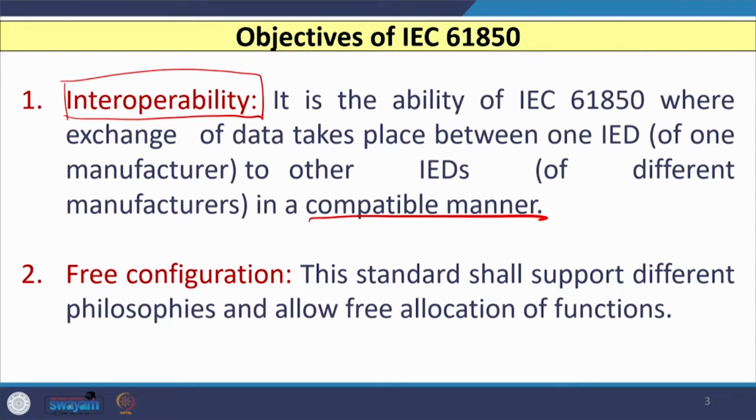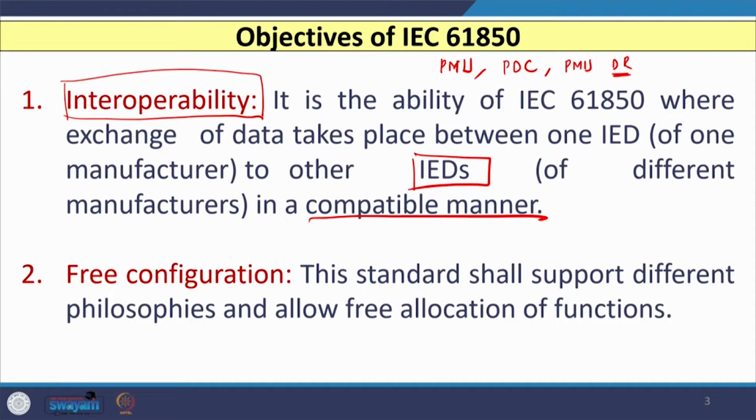And as I told you, IED is nothing but intelligent electronic devices. This can be a PMU, that is phasor measurement unit or device. It can be a PDC, phasor data concentrator, or it can be PMU enabled relays. We do have PMU enabled digital relays or numerical relays also. So, these can also be treated as intelligent electronic devices, and interoperability is the main objective of IEC 61850.